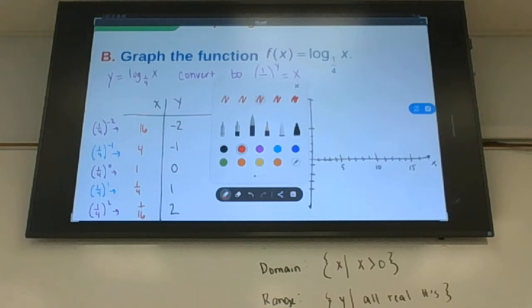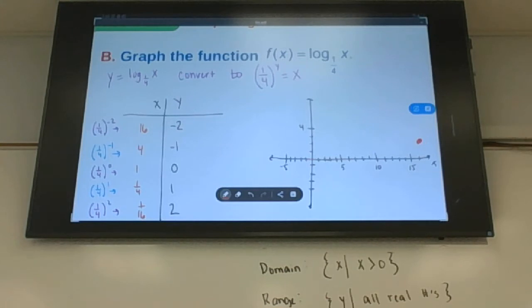So we were at 16, positive 2. 4, negative 1, 0, 1, 1/4, 1/16, 2. This is the inverse of a decay function. We talked about exponential growth and exponential decay. Well, that's the inverse of a decay.